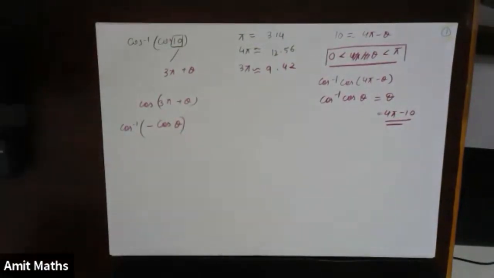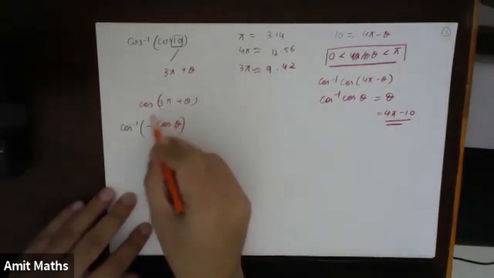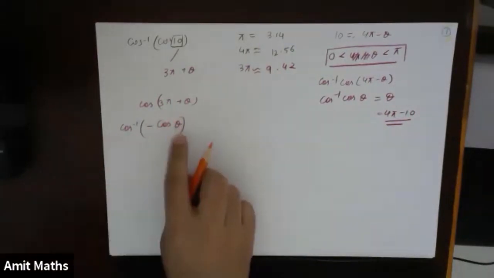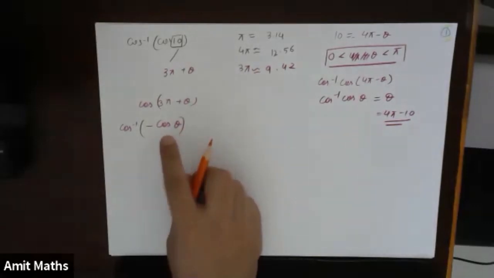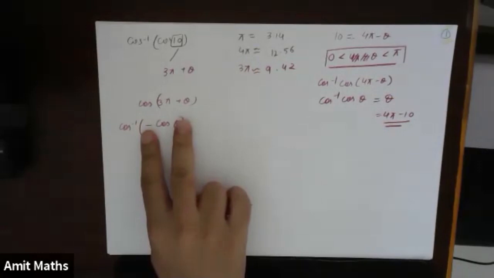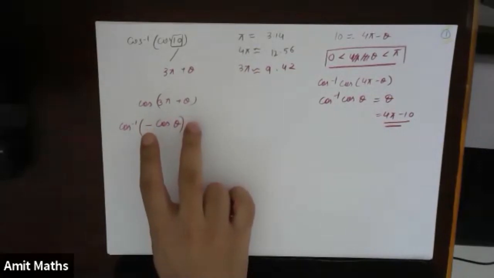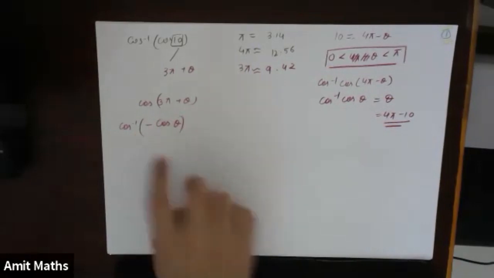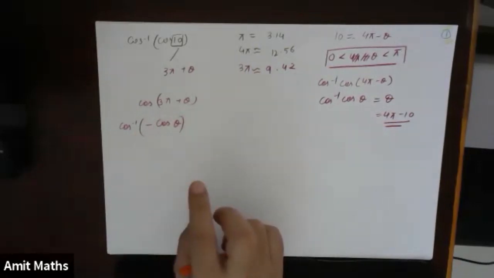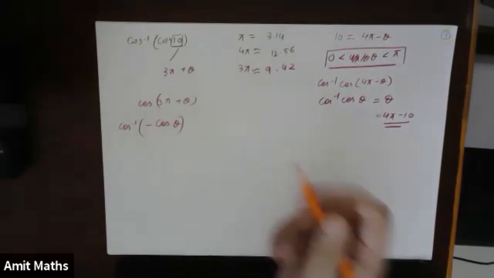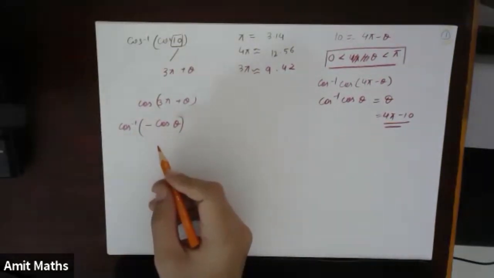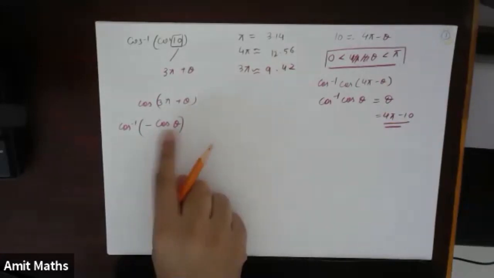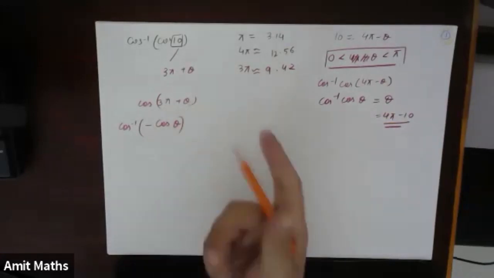But this minus will not give you the value directly, because you cannot get the value of cos inverse of minus cos theta, since it is not in the prescribed domain. So the output you will not get between 0 to pi. For this one, what we have to do is draw the graph and see what this is actually giving you.